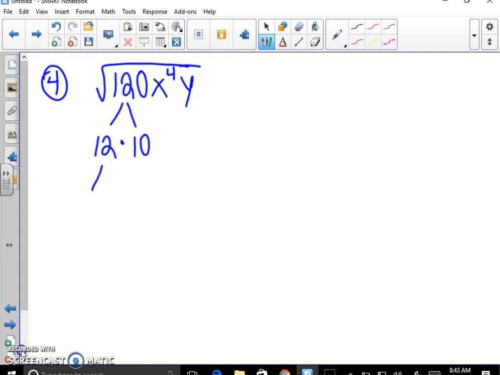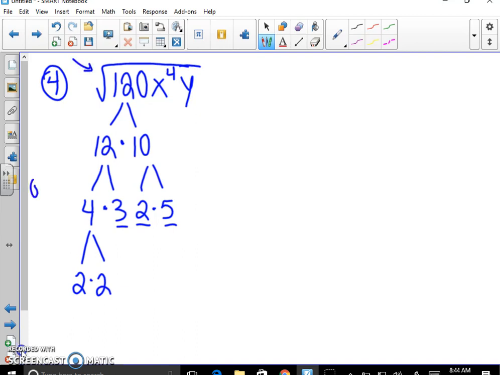When I see 12, I see that's 4 times 3. 10 is 2 times 5. 2 and 5 cannot be broken down any further. 3 cannot be broken down. But 4 we can make 2 times 2. This is a square root, so we're looking for groups of 2. You see any groups of 2 of anything? Yeah, absolutely. We got 2 2s, only 1 3, 1 2, 1 5. So we know a 2 at least is going to go on the outside of the radical sign.